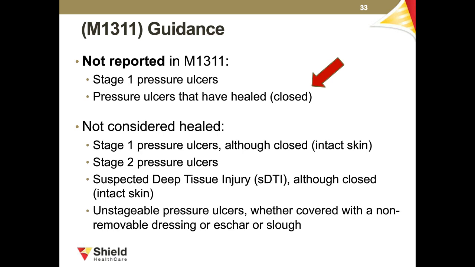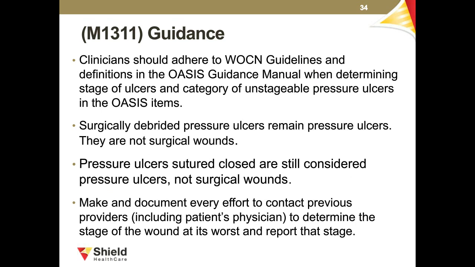So we have suspected deep tissue injury, and those have intact skin, but they are a very major ulcer because the problem is going to be if they open up, they may be a very nasty wound. The unstageable pressure ulcers, whether they're covered with a non-removable dressing or eschar and slough, there is a wound there, and we need to see about what's going on with that. So that's not healed. I may not be able to stage it, but it's definitely an open wound.